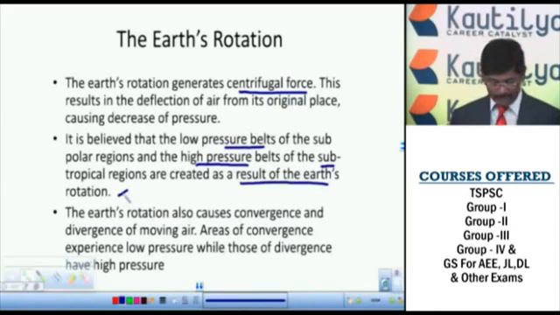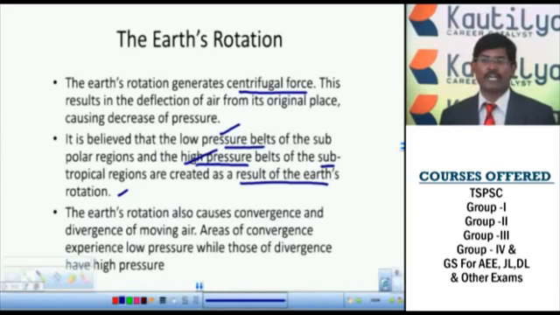Similarly, the two important things we have to observe are the high pressure belts, when you go from the polar high pressure belt to the subpolar low pressure belt, and how the result used to be. Next, Earth rotation also causes convergent and divergent movement of air.